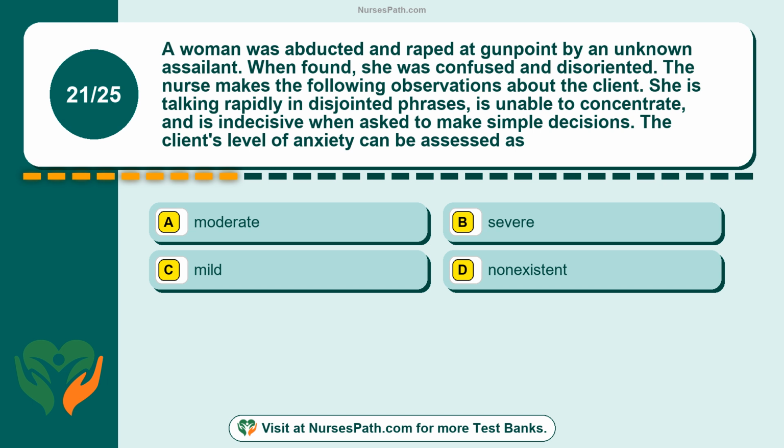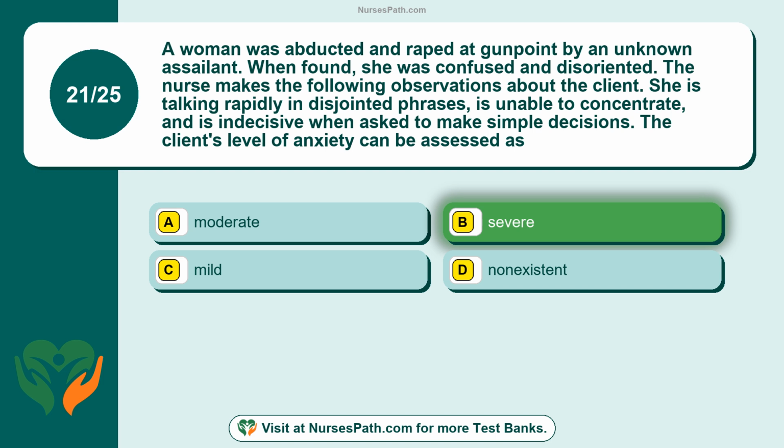The client's level of anxiety can be assessed as option A, moderate. Option B, severe. Option C, mild. Option D, non-existent. The correct answer is option B, severe.